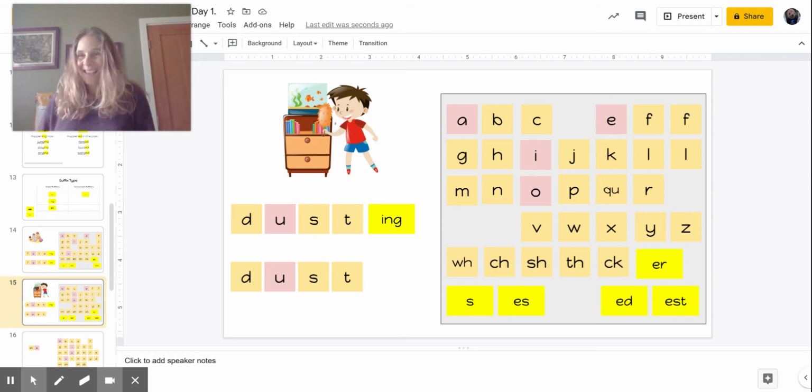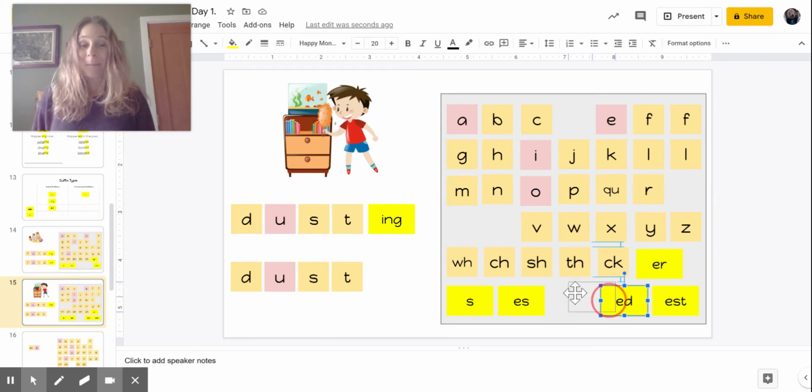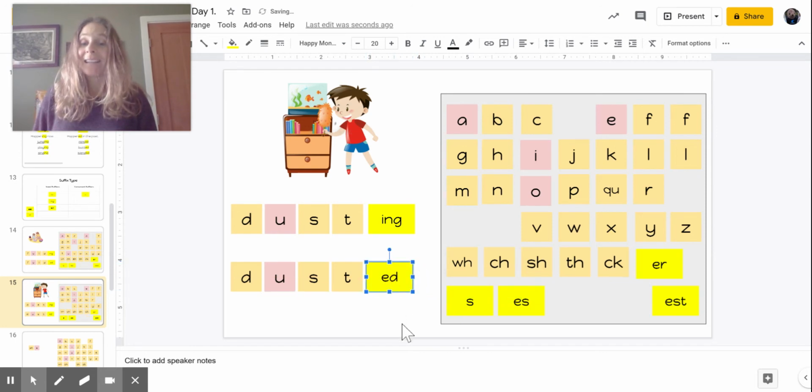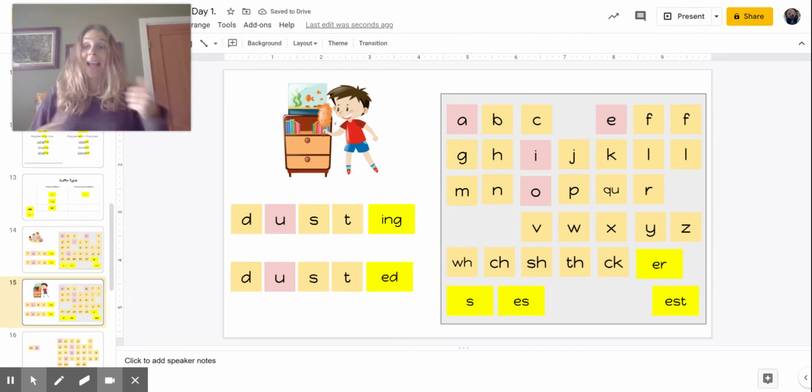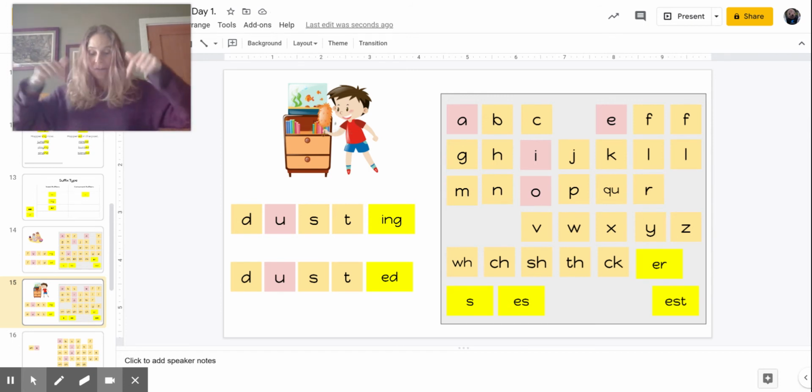Now, what if he did this yesterday or last week? He's probably going to need to do it again. But if he dusted last week, then I'm going to add my ed suffix. So he dusted the fish tank last week. Okay, so we've got ing if it's happening right now, and ed if it happened in the past.